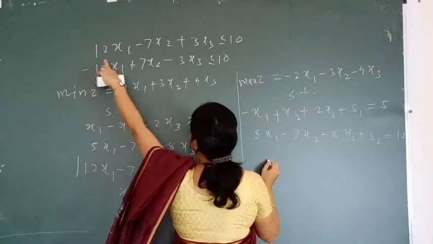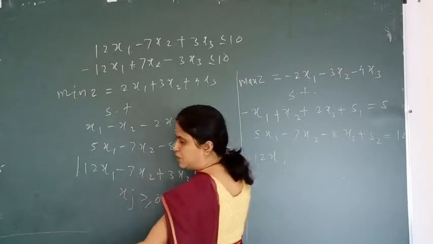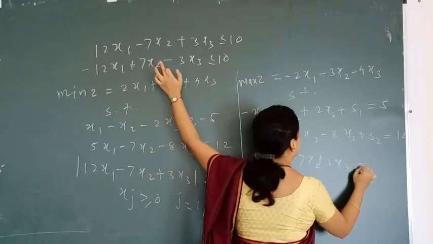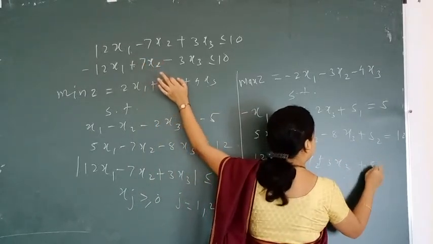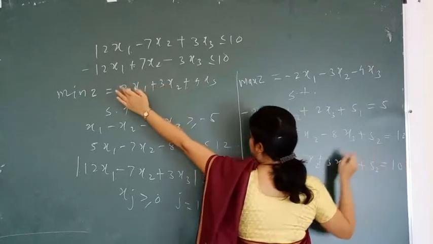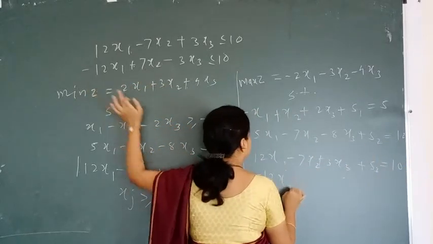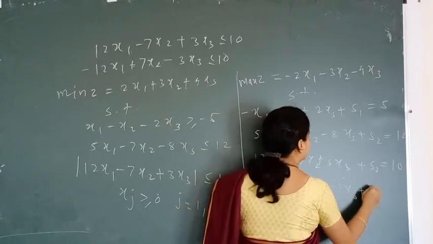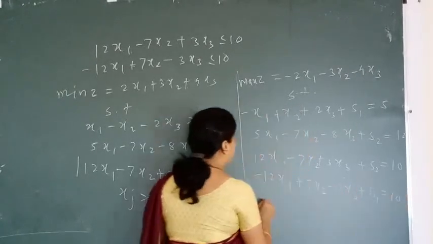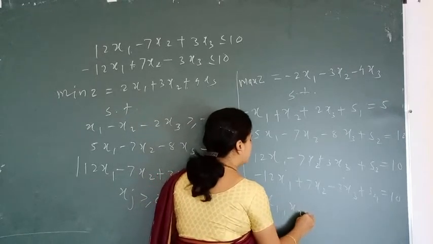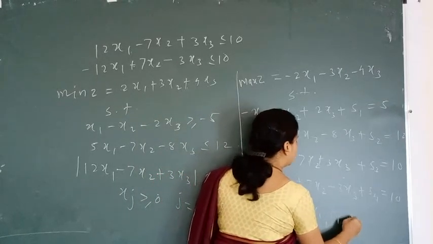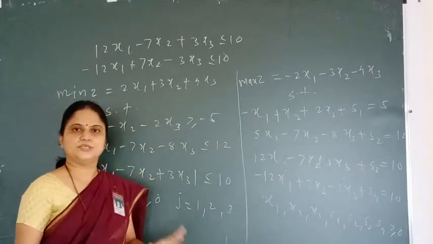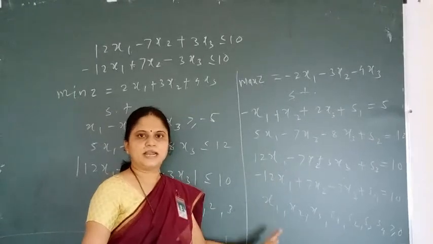In the third equation, 12x1 minus 7x2 plus 3x3 plus S3 is equal to 10. And the last equation is minus 12x1 plus 7x2 minus 3x3 plus S4 is equal to 10. Over here, the conditions are x1, x2, x3, s1, s2, s3, s4 all are greater than or equal to 0. So this is my LPP in the standard form.